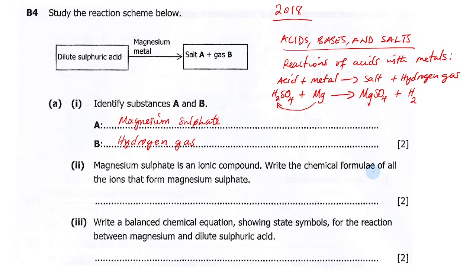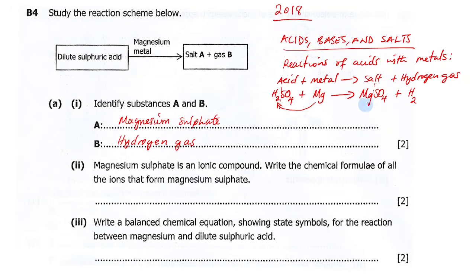Then part 2: they are saying magnesium sulfate is an ionic compound. Write the chemical formula of all the ions that form magnesium sulfate. So we need the ions that form magnesium sulfate. It is going to be simple. If you were to write the ionic equation for this one, you break it and cancel out the ions that are common on both sides. So if I were to cancel here, I would cancel this one and this one.